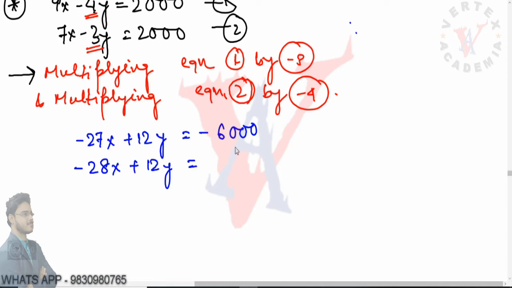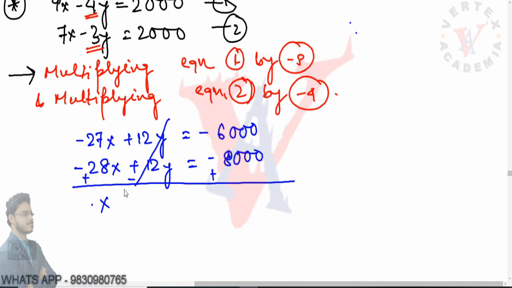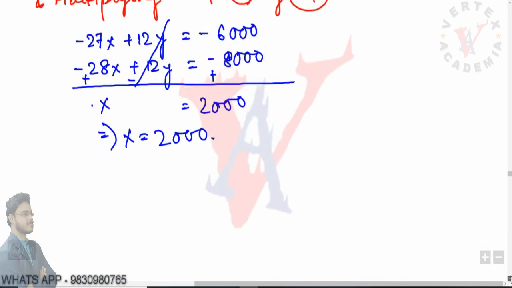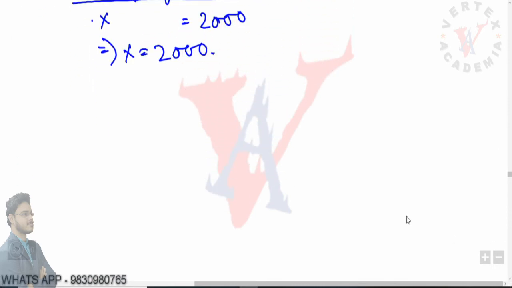Now the next step is to subtract, so minus 27x plus 28x becomes x. Now plus 12y minus 12y, so here the y cancels, and we get minus 6000 plus 8000 equals 2000. So x comes out to be 2000. Now, similar to substitution, we can put x in any of the two equations. Let us put that in the first equation. What was the first equation? 9x minus 4y equals 2000.